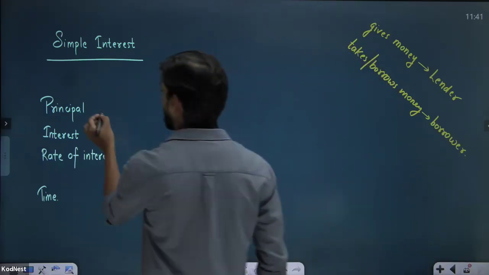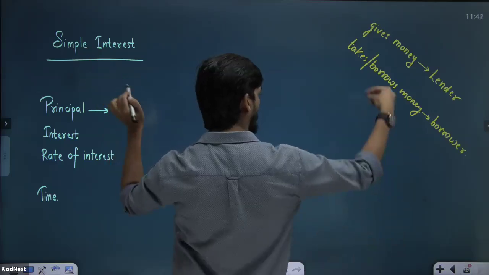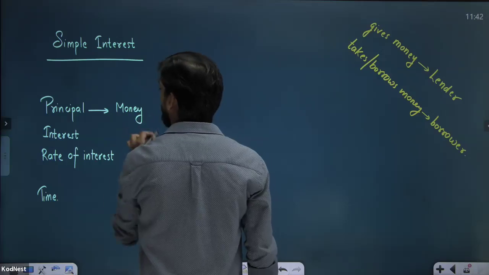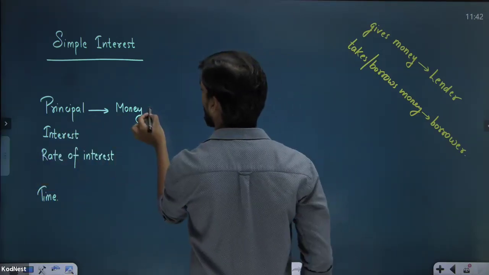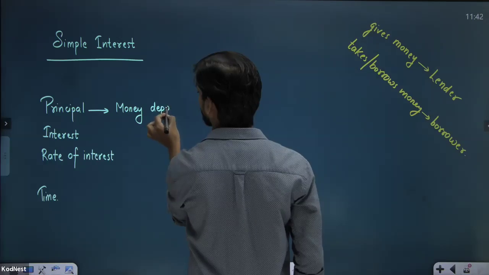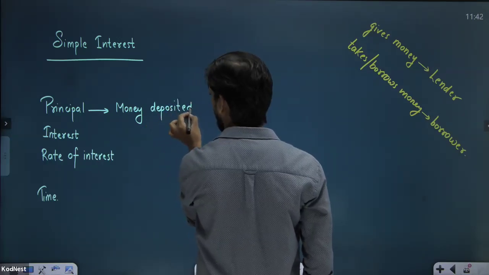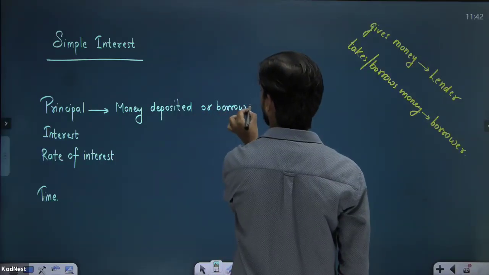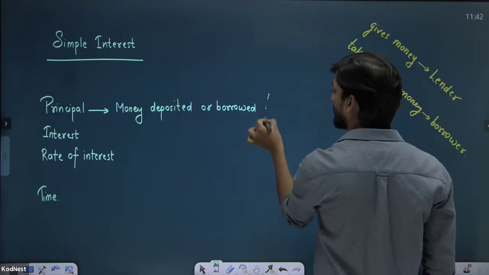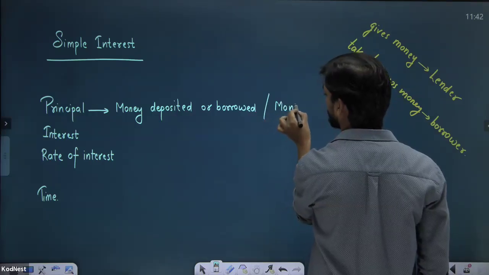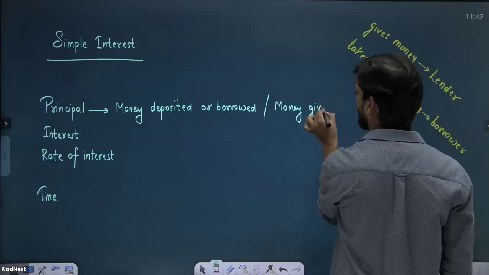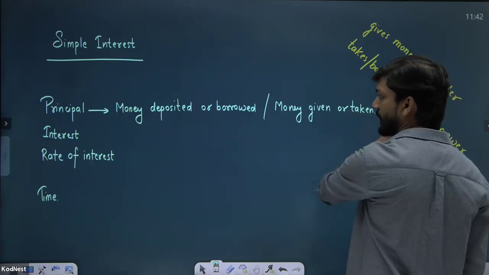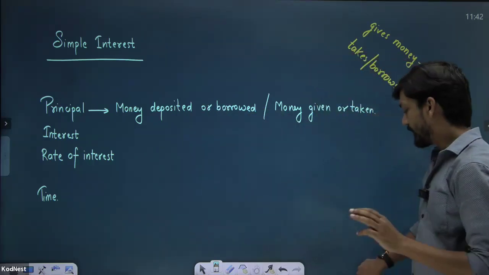So two ways I can say. It depends on lender or borrower. But I can say money given or taken or money deposited. If I say in terms of bank, I can say deposited or borrowed, or I can say money given or taken. Okay, that is principal. All right.